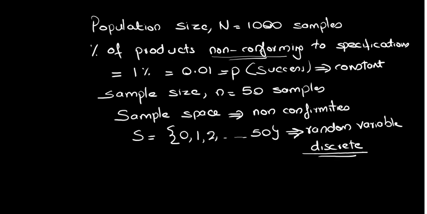0 means all the samples which are tested are conforming to the specification. 1 means one sample out of the 50 is non-conforming to the specification. So it's related to non-conforming, and that I have treated as x.